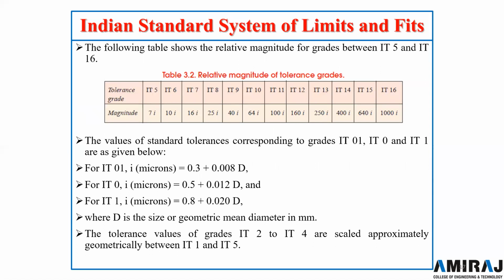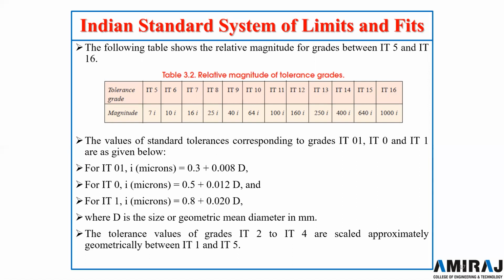For now, the following table shows the relative magnitude for grades between IT5 to IT16. Here, for IT5 to IT16, the magnitude is given by 7i, 10i, 16i, 25i, similarly up to 1000i for IT16. The value of standard tolerance corresponding to grades IT01, IT0 and IT1 are given below, where i is in microns.